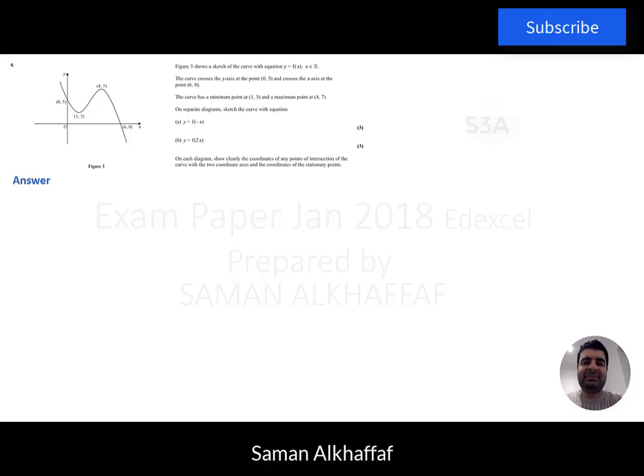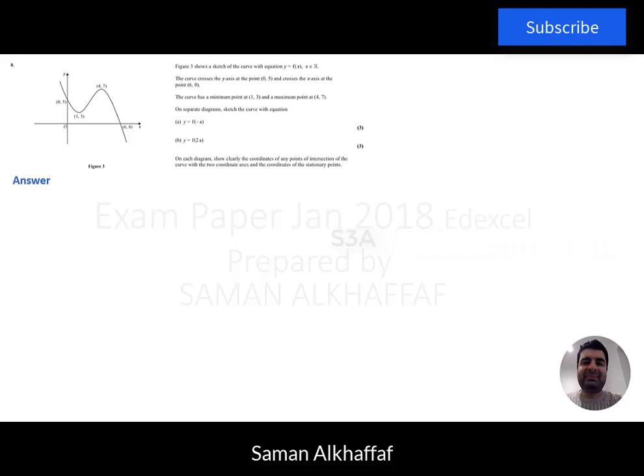In this example, figure 3 shows a sketch for the curve with the equation y equals f of x, and x belongs to R. The curve crosses the y-axis at the point (0, 5), and crosses the x-axis at the point (6, 0). The curve has a minimum point at (1, 3), and a maximum point at (4, 7). On a separate diagram, sketch the curve with the equation.